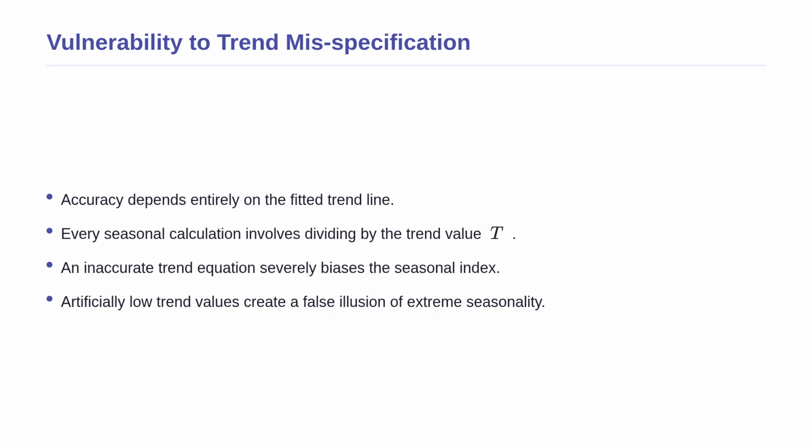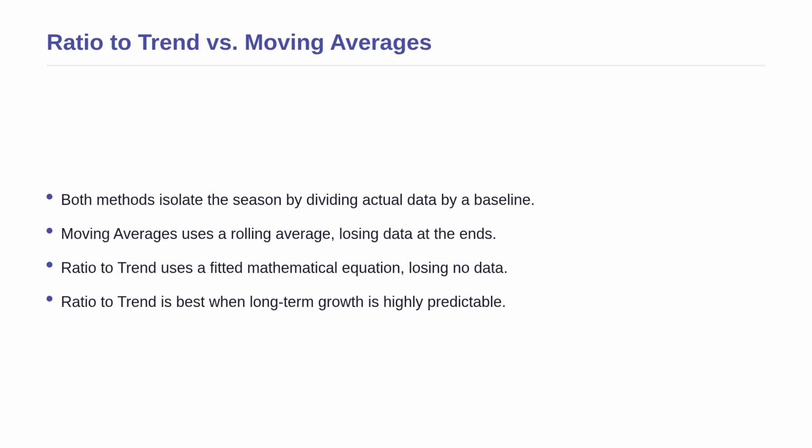illusion of extreme seasonality. It is highly instructive to compare this method with its close cousin, the ratio to moving averages method. Both aim to isolate the season by dividing actual data by a baseline trend, but they calculate that baseline entirely differently. The moving averages method computes a rolling average, which naturally bends to follow the true shape of the data. However, this causes you to lose data points at the very beginning and end of your series. In contrast, the ratio to trend method uses a fitted mathematical equation, meaning no data is lost. It is preferable when long-term growth is highly predictable.